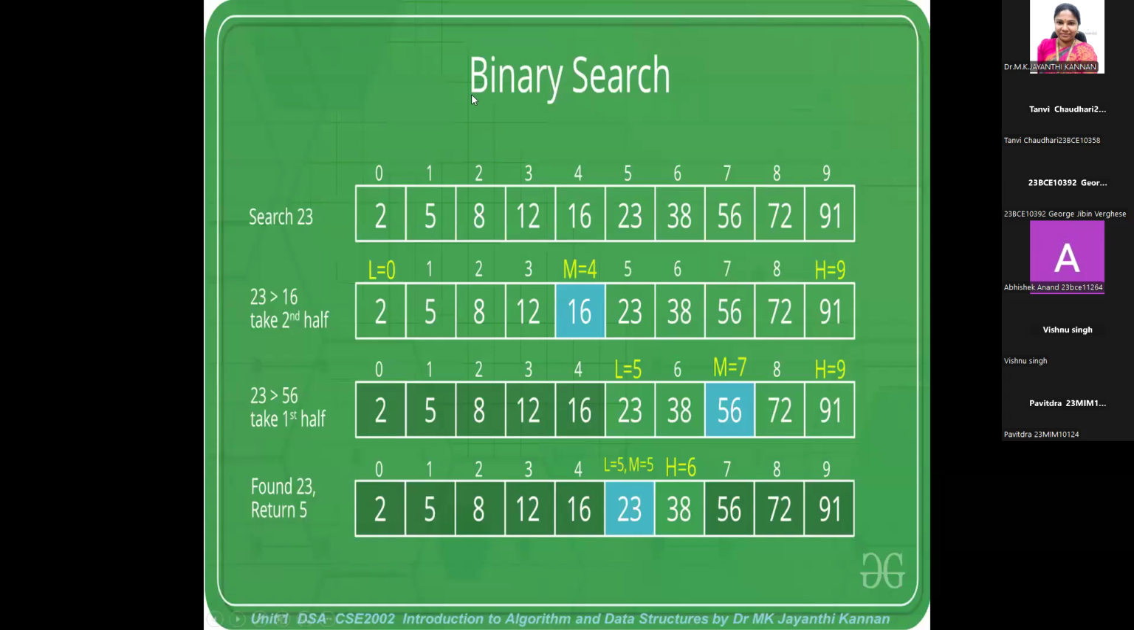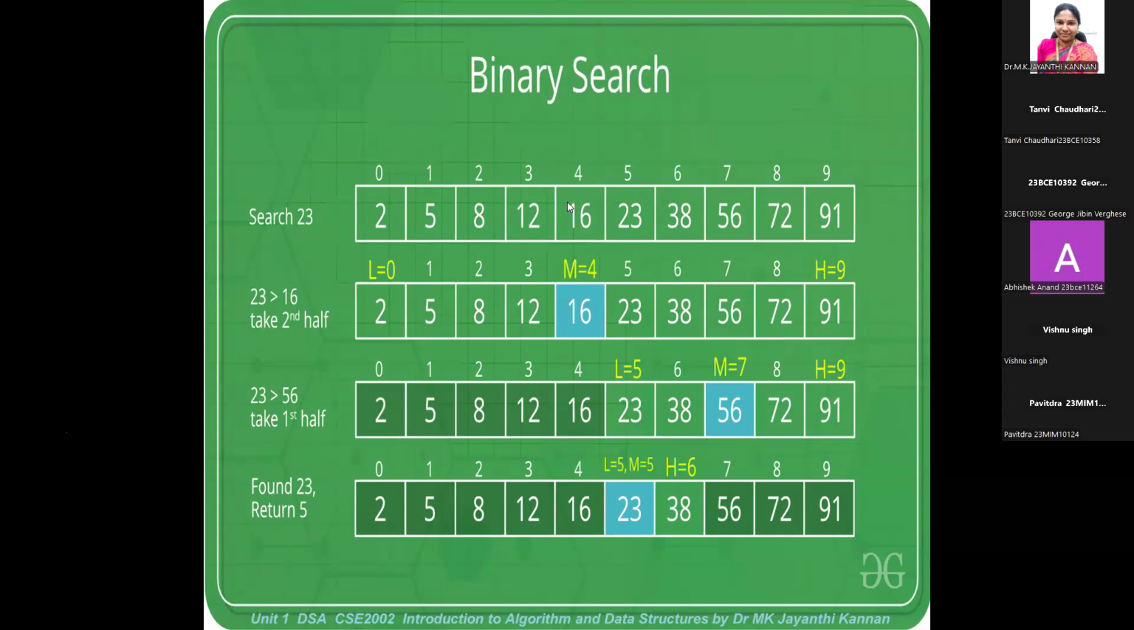So we are going to search for the given number 23 from the given list of 10 numbers using binary search algorithm. The array index starts from 0 to 9. Total 10 numbers are there. Our searching element is 23. We have to check whether the searching element 23 is present in the given list of numbers or not.